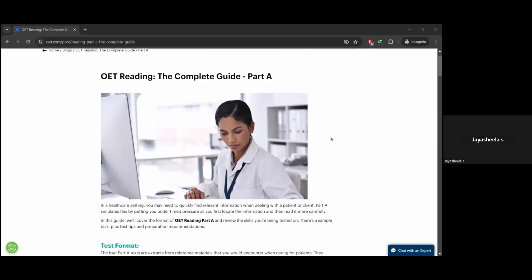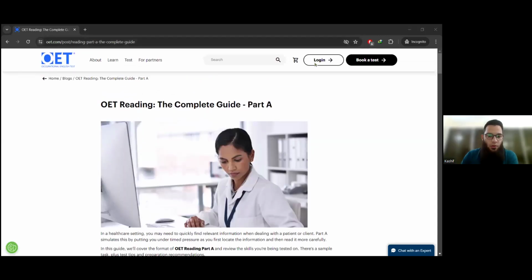Okay, thank you. So here we can see OET Reading: The Complete Guide, Part A. Please understand, today's session we will be focusing only on Part A. We will not be focusing on Part B and Part C. If you have any questions or queries for Part B and Part C, those will be covered in the coming session. So please do not get confused or worried about that.